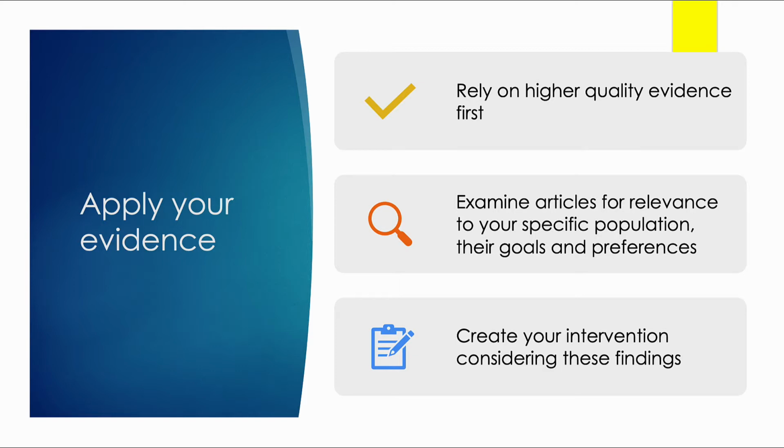Then we also look at the relevance of the articles. If you found a great article on how to reduce fatigue in athletes, but it's cross-country runners, it still might have some useful information, but the demands of cross-country are very different than soccer. So even though it's a high-quality source, it isn't as relevant as maybe some of the other sources that aren't as high quality. So we really have to examine the articles not just for their quality, the highest quality first, but also their relevance to your population, and also the relevance to the goals and the preferences of your clients or athletes.